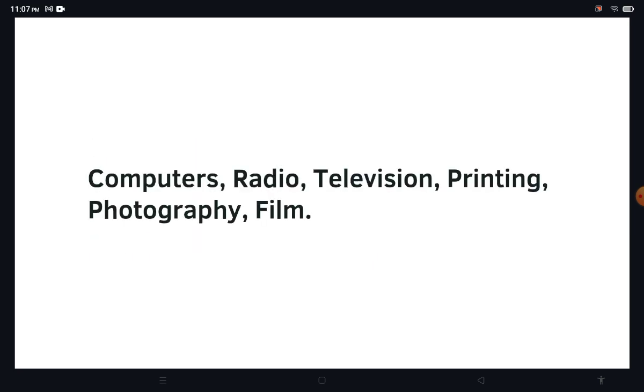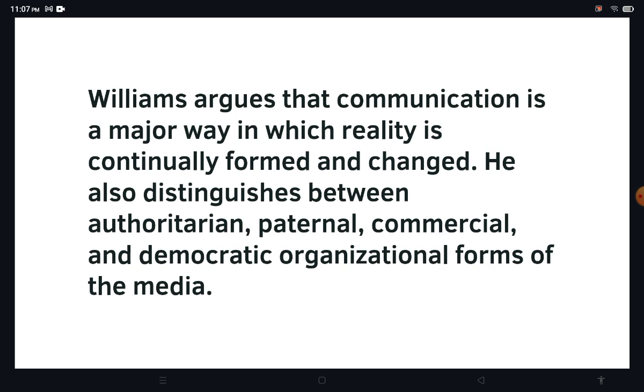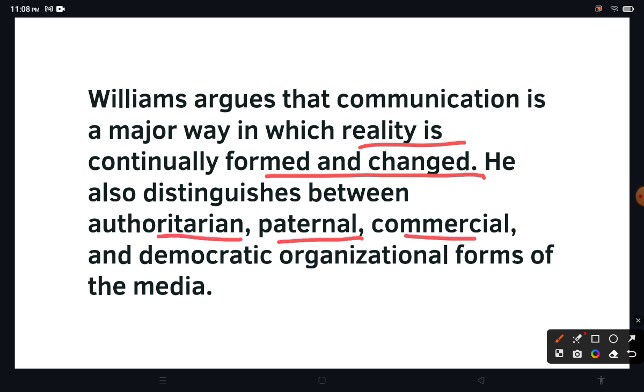Okay, then William argues that communication is a major way in which reality is continually formed and changed. He also distinguishes between authoritarian, paternal, commercial, and democratic organizational forms of media. So these are also important.